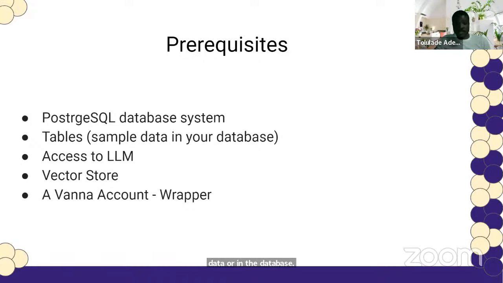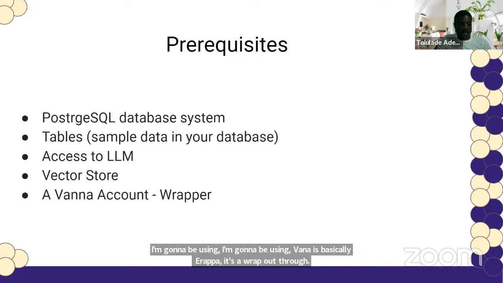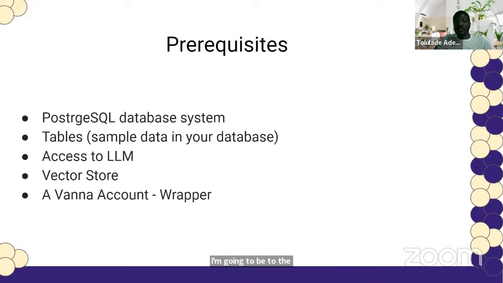It could be open source, it could be closed. In this particular demo, I'm going to be using OpenAI, and I'm going to be using what we call Vanna. Vanna is basically a wrapper, a toolset that I'm going to be introducing to you, and you get to see how it works. Then you also need a vector store. Basically, you want to store the knowledge, right? Once you're through building your knowledge base, you need to store it in a vector store.